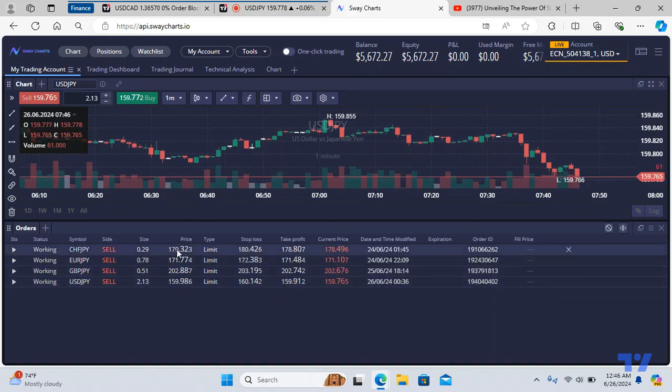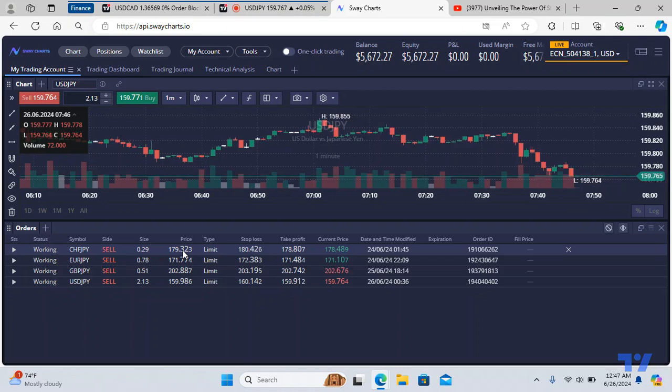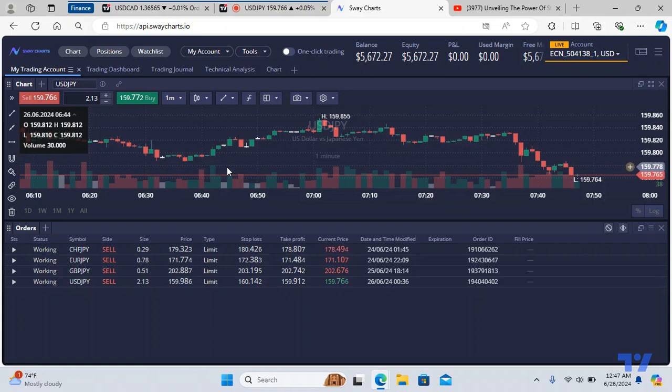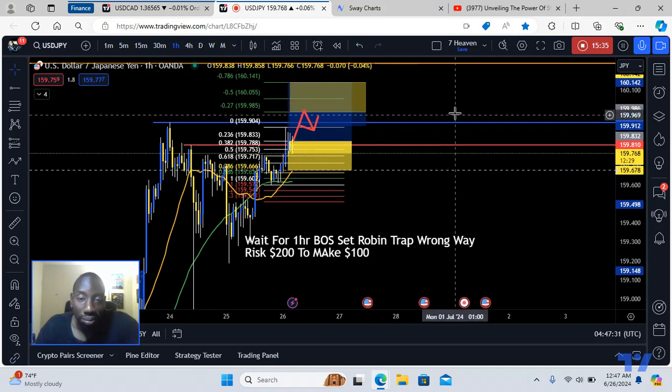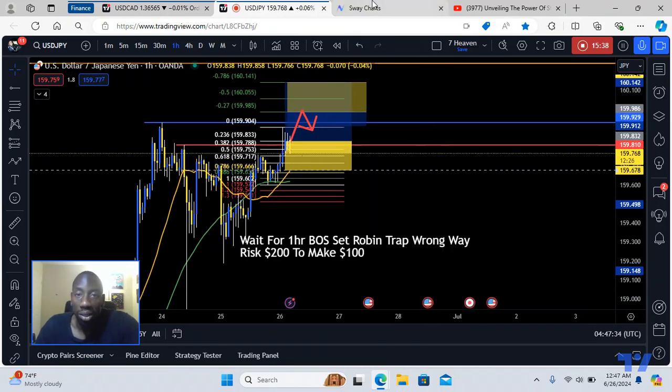To make, brain fart, plus 100 plus 150 plus 50 plus 100. So make like $400, right? So again, the backwards risk reward in total is like risking 800 to make 400, right? So that's what we got currently going on right now.